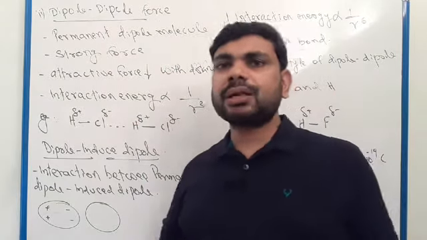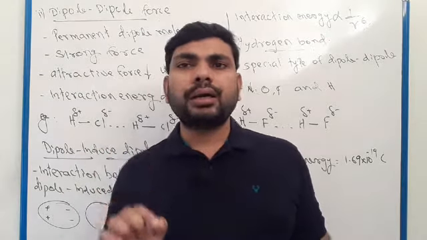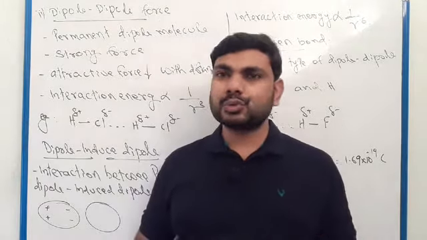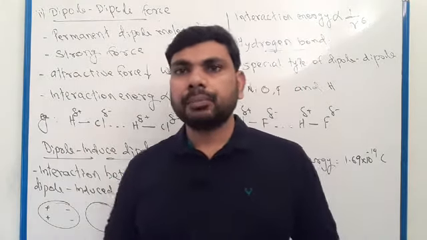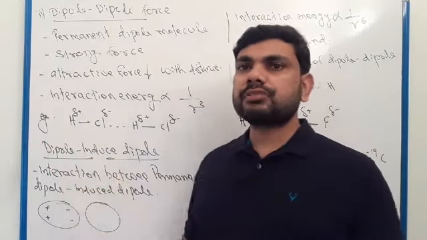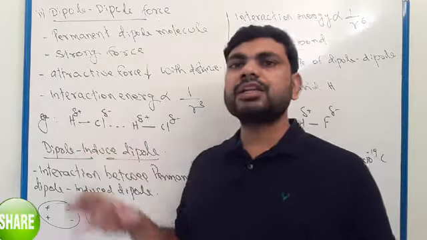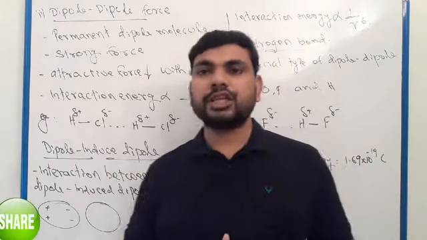In the previous one, London force, the interaction energy is directly proportional to 1 by r raised to 6. Here it is 1 by r raised to 3. Clear? Also it is a permanent, strong force of attraction, happening in permanent polar molecules. These are the things you have to understand about dipole-dipole interaction.